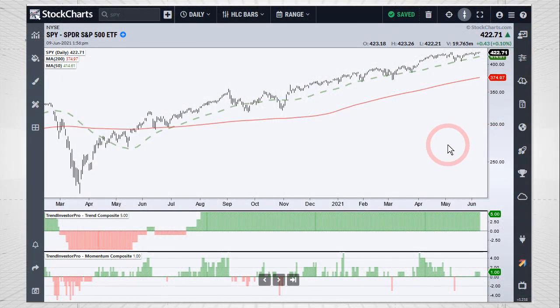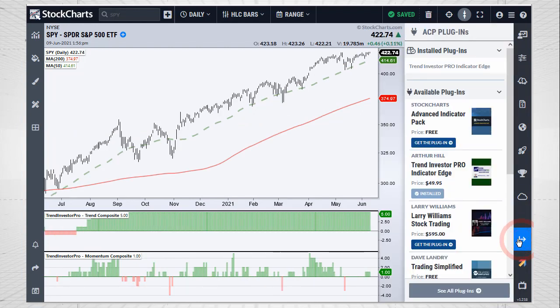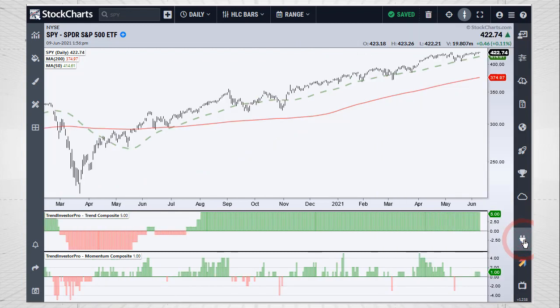So I'm working off of the StockCharts ACP charting platform here, and I've got some indicators from the Trend Investor Pro Indicator Edge plugin. And if you go down to the right-hand side, you see the plugin icon, and you can click there to see the plugins available and to learn more about the 11 indicators in the Trend Investor Pro plugin. And what I'm working with today are the trend composite and the momentum composite. And the trend composite tells me the direction of the bigger trend. And when it's green, positive, it's up. And when it's red, negative, it is down.